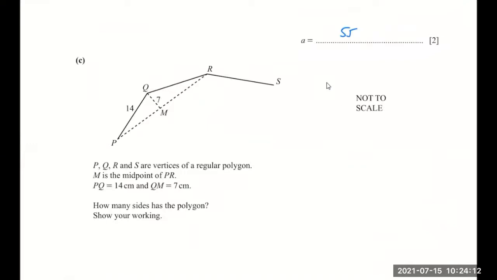Showing your working. So if I wanted to calculate this angle, what would I tell you? That cos of, let's call that x, cos of x equals 7 over 14. x would then be cos inverse of 7 over 14. That would give me 60 degrees. If this is 60 degrees, then this must also be 60 degrees.